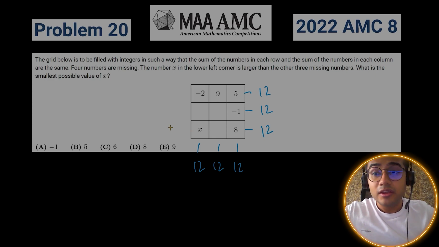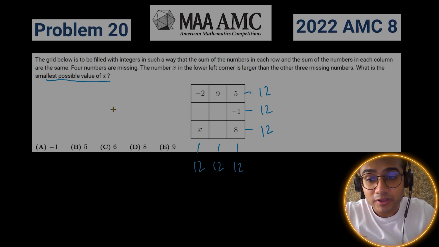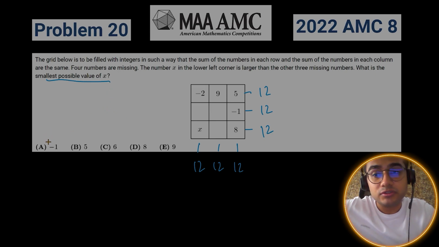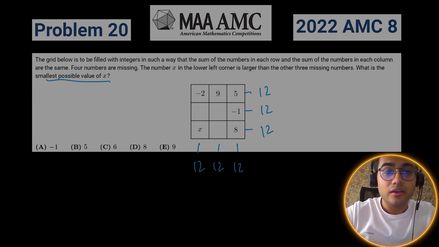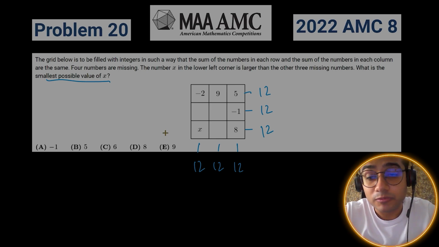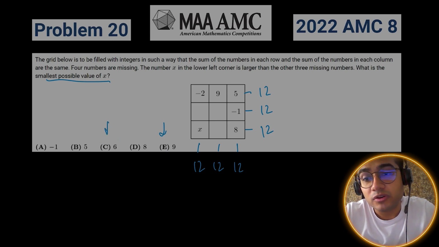Now they said, what is the smallest possible value of x? So we start plugging in answers from the smallest, upwards, because as soon as we get an answer, we can just put that in and move on. But if you start checking from the right side, from the biggest number, then even if, for example, 9 works, we don't know if it's the smallest or not. Maybe 6 works as well.